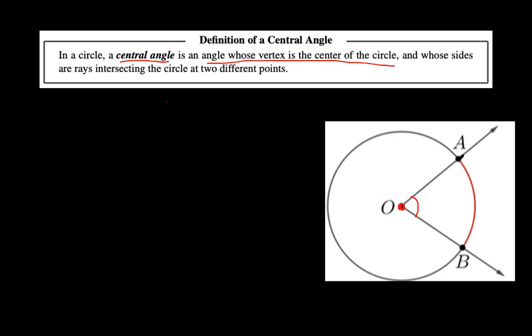The arc AB here is what we call the intercepted arc of the central angle AOB. An intercepted arc is an arc which is intercepted by the given angle in a given circle. The red arc here is the intercepted arc of angle AOB.